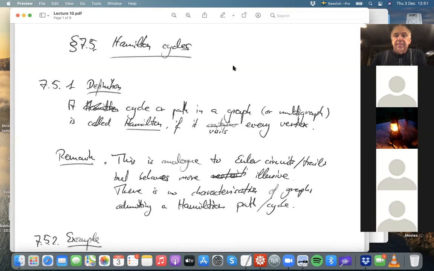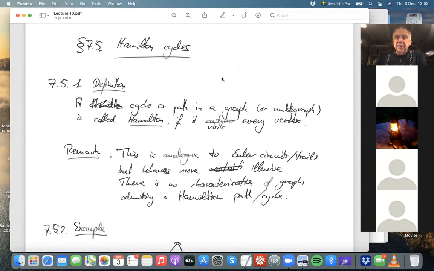Okay, so although the problem looks similar to finding an Euler circuit, it's much, much more difficult, and there are no necessary and sufficient conditions which guarantee that a given graph is Hamiltonian, has a Hamiltonian cycle or Hamiltonian path. There is a bunch of sufficient conditions and a bunch of conditions which are necessary, but an if-and-only-if criterion does not exist, and apparently is very, very difficult.